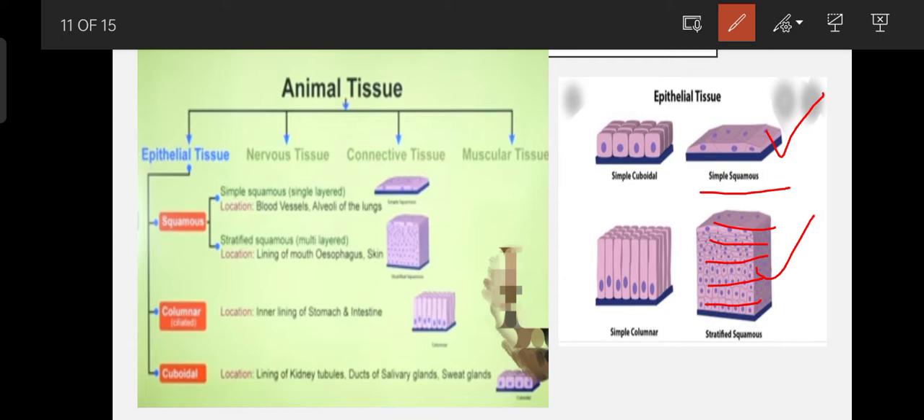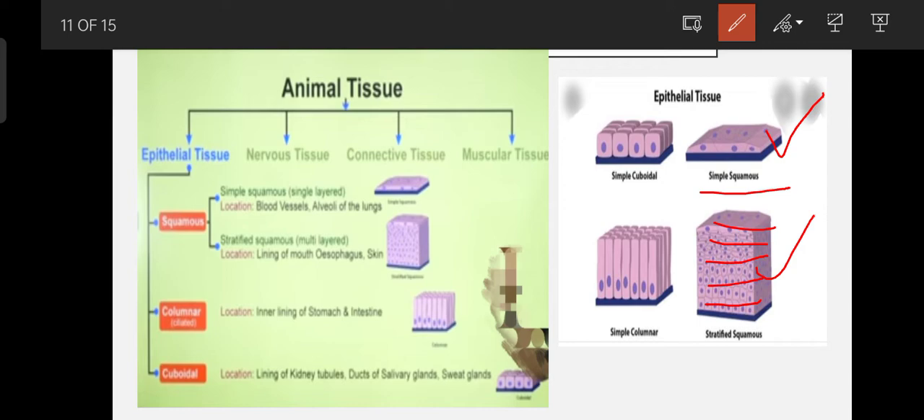Their location is, they are present in the esophagus, in the lining of the mouth, and in the skin. They are found in the outer layer of the skin, and they cover the internal cavities and ducts. Its functions include protection of internal organs and allowing diffusion to take place easily in blood vessels and alveoli. This is about the squamous epithelial tissue.